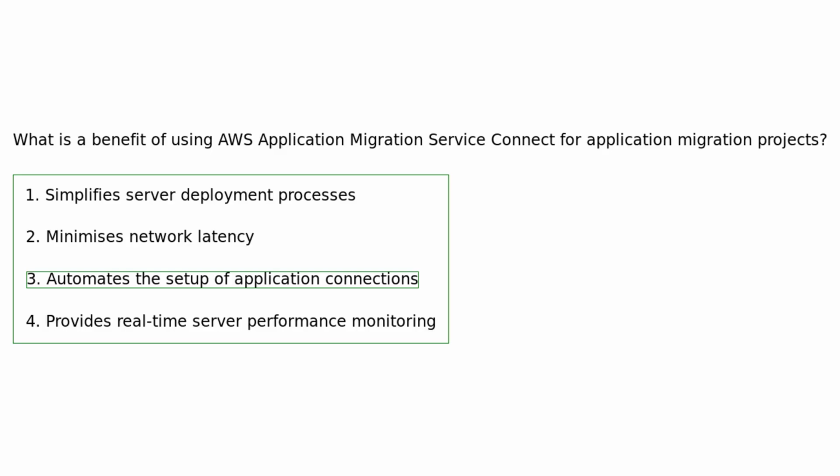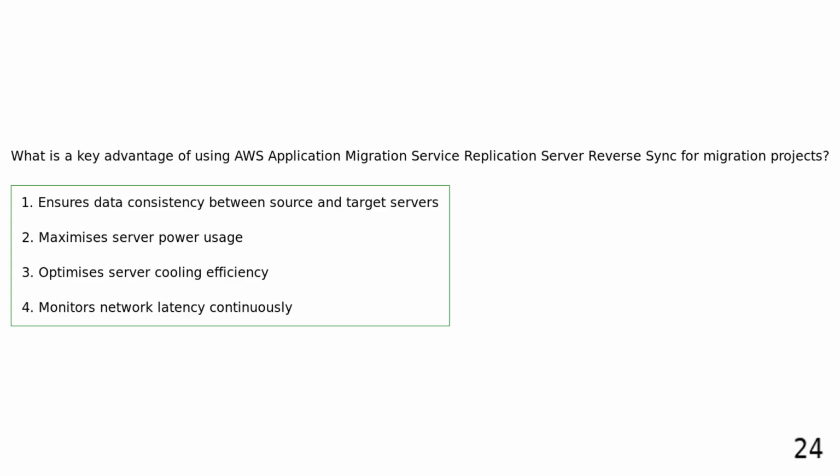configuration of application connections. What is a key advantage of using AWS Application Migration Service Replication Server Reverse Sync for migration projects? Ensures data consistency between source and target servers. Maximizes server power usage. Optimizes server cooling efficiency. Monitors network latency continuously. AWS Application Migration Service Replication Server Reverse Sync ensures data consistency between source and target servers during migration projects, synchronizing data to avoid discrepancies and ensuring an accurate data transition process.